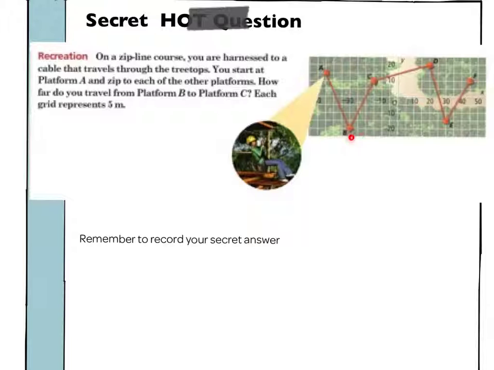So if you want to find B and C, I'm going to give you a hint here. You want to figure out what the points are. What is the ordered pair, the coordinates for B and for C? And then you literally want to find the midpoint. Remember to record your secret answer on the Google Doc.